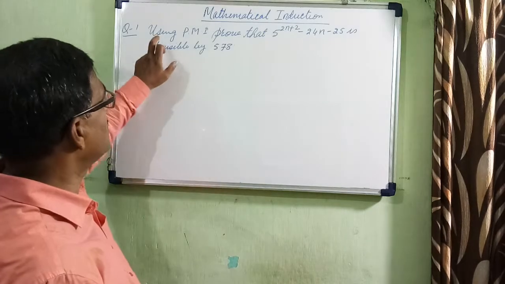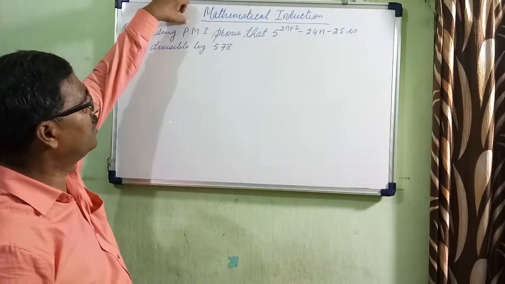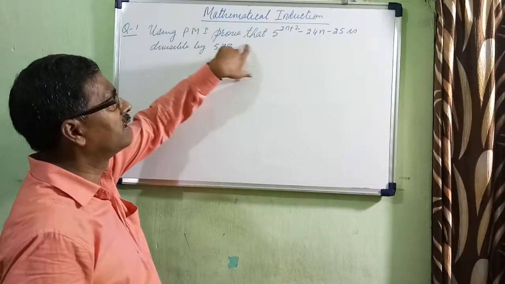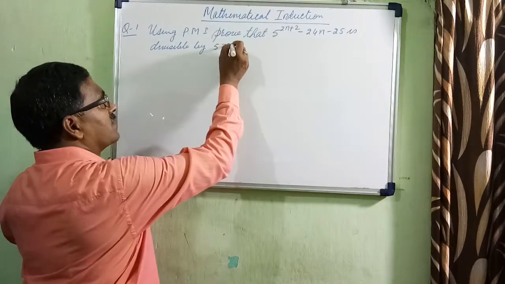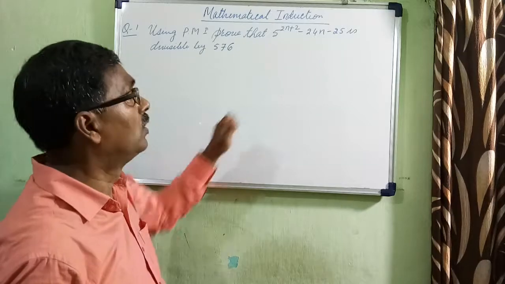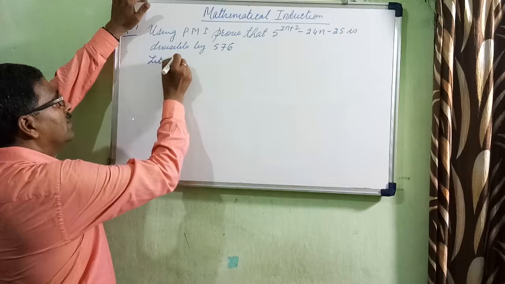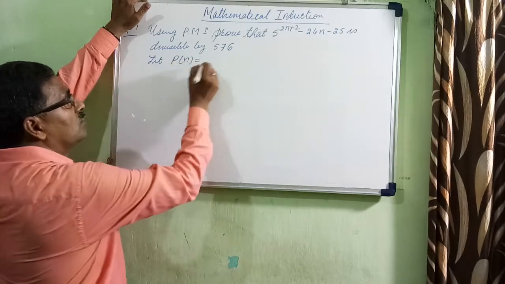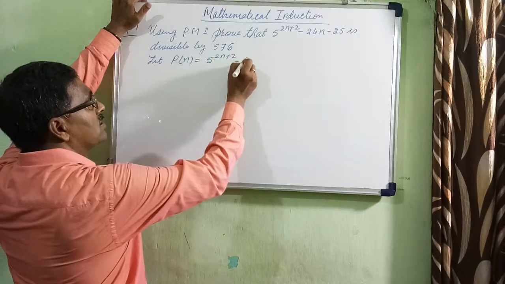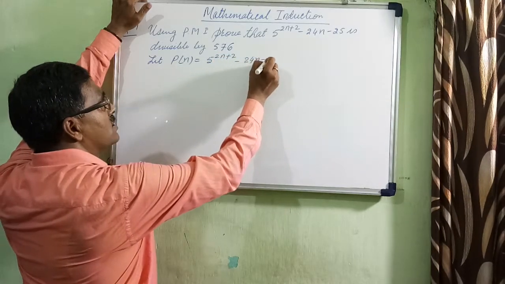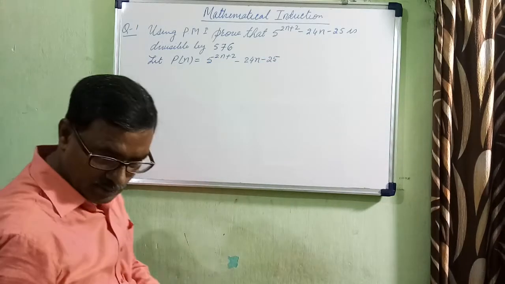Your first question, using PMI. What do you mean by PMI? PMI means principle of mathematical induction. Prove that this statement is exactly divisible by 576. Now here, first of all, we will take let Pn is equal to 5 to the power 2n plus 2 minus 24n minus 25. Now, step 1.